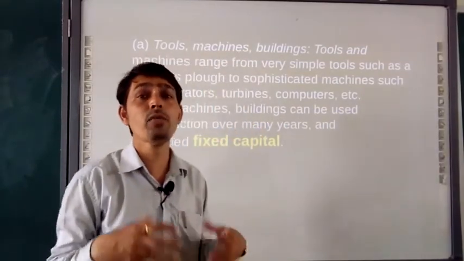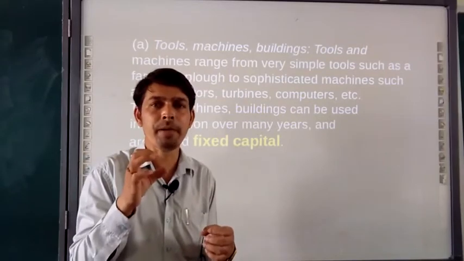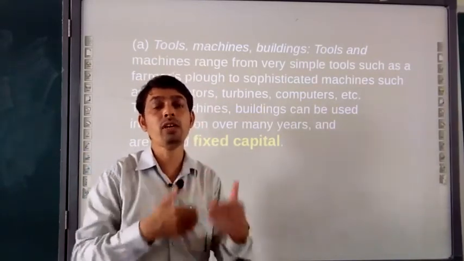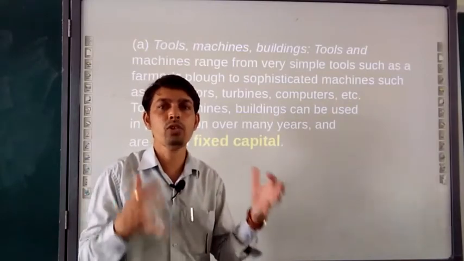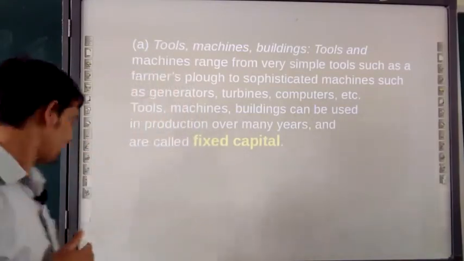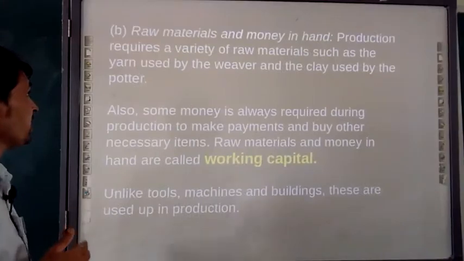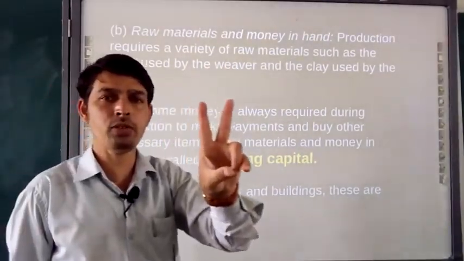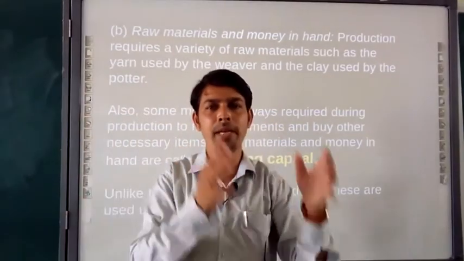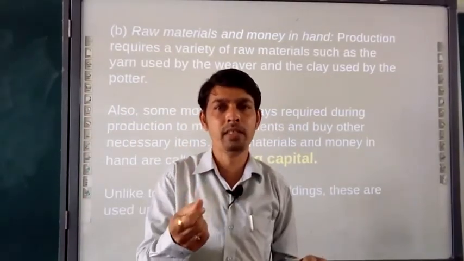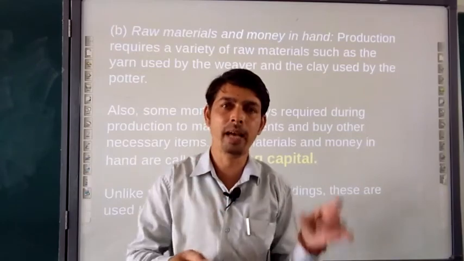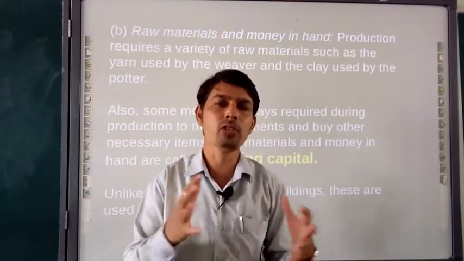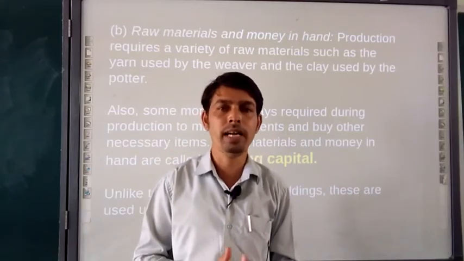Next, moving to working capital. Working capital is the input that is used in making another good. So we are going to see working capital. Next, raw material and money in hand. These two things, raw material and money in hand, are both working capital. Without them, production is not possible at all.